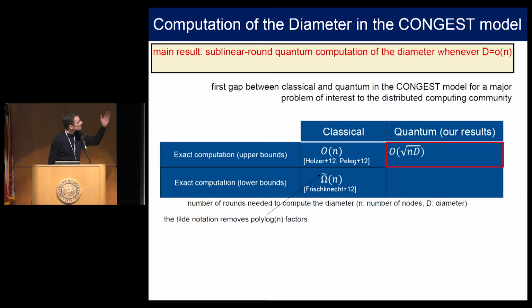Okay? And this is the first gap between classical and quantum in the CONGEST model for a major problem of interest to the distributed computing community. So I wrote here for a problem of interest to the distributed computing community because any separation between classical and quantum in the two-party communication complexity setting can be seen as a separation in the CONGEST model. Okay? So it's not the first separation, but that kind of separation is not very interesting.